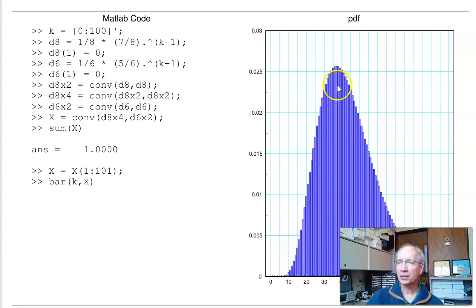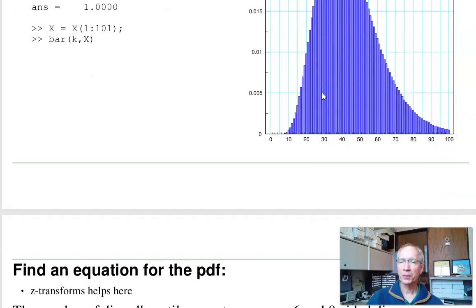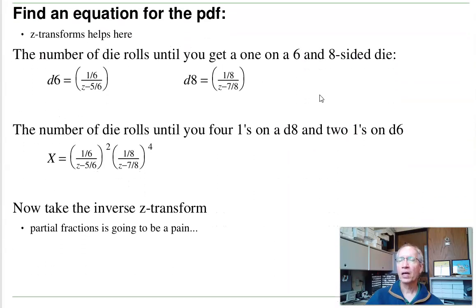So here the maximum likelihood is right around here, right around 36 rolls. That's not the average, that's the maximum likelihood. That's one way to do it. Now, come up with an equation for that function.